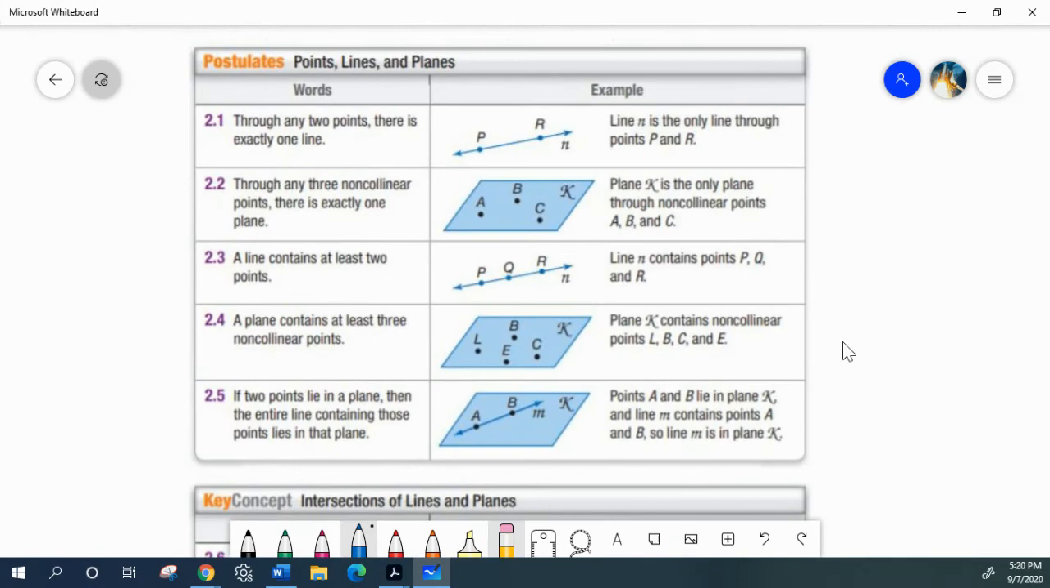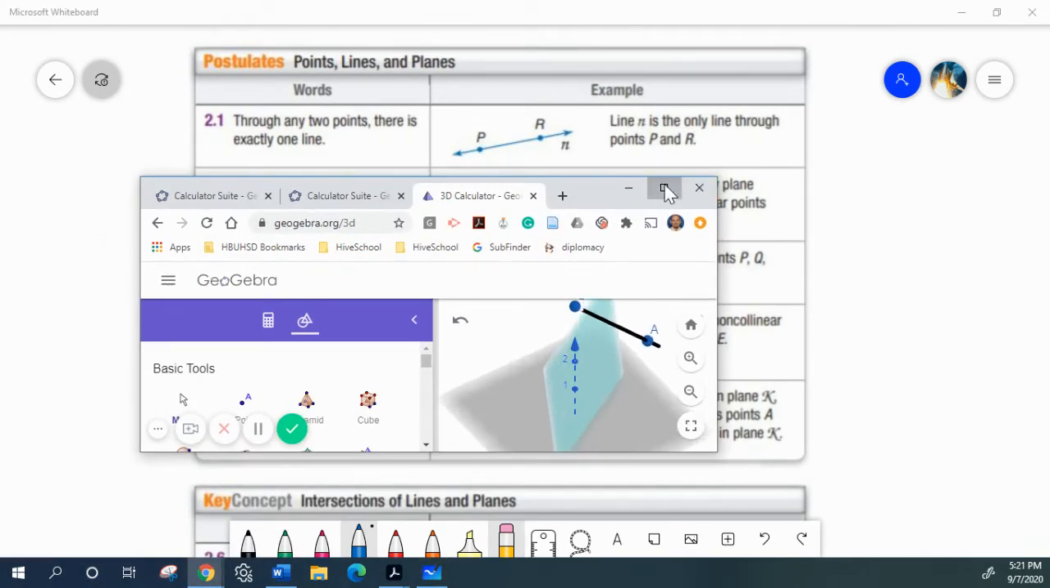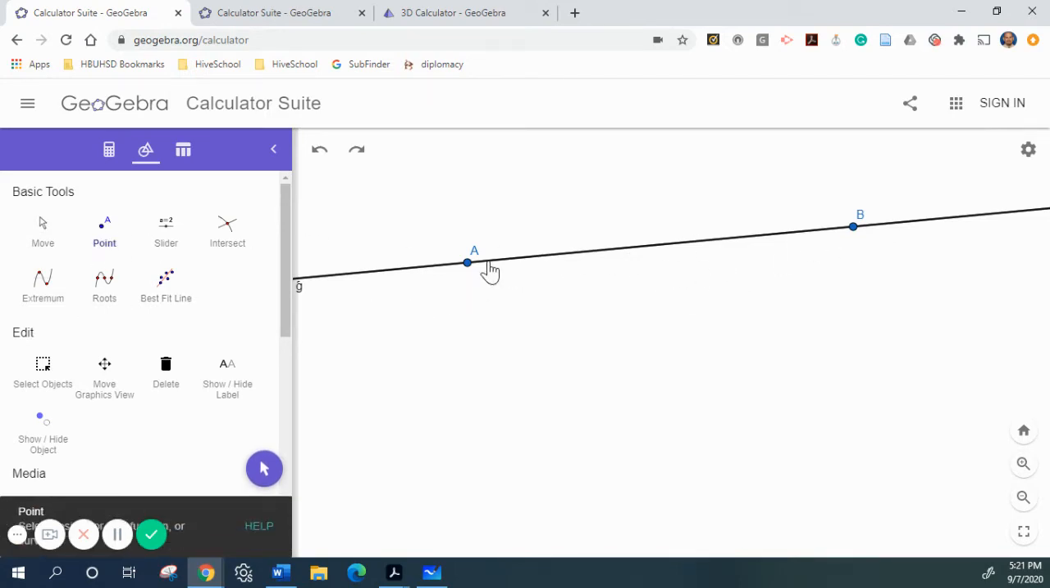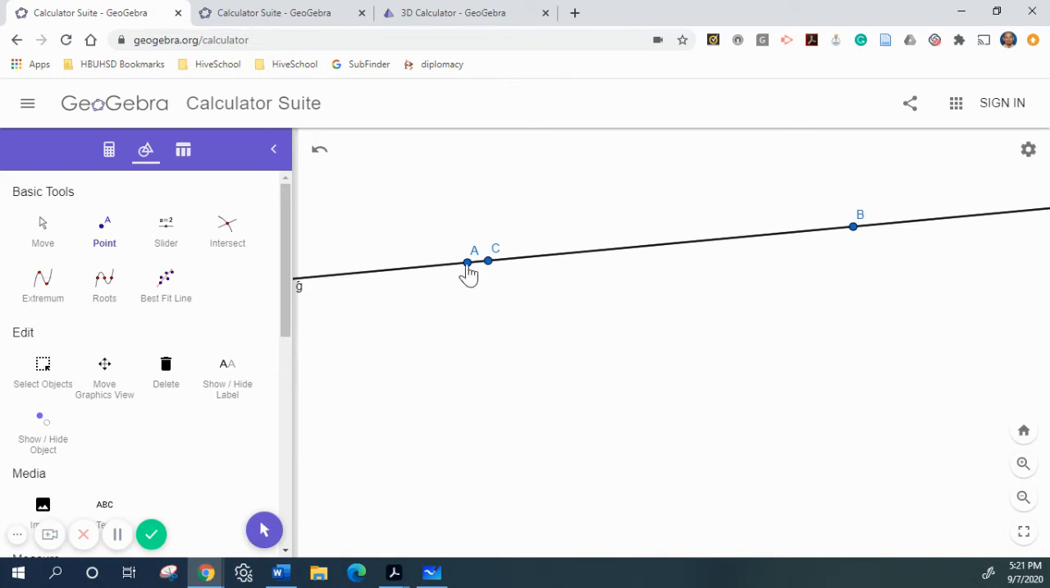A line contains at least 2 points. Hopefully you can understand that that's true, but if we go back to our original 2-dimensional, for instance, just because there's A and B on this, we know that it has to have at least A and B, right? But there's no limit, essentially, on how many points I can actually put on the same line. Oops, sorry, that was not actually on the line. But I can put an infinite set of points on this line.